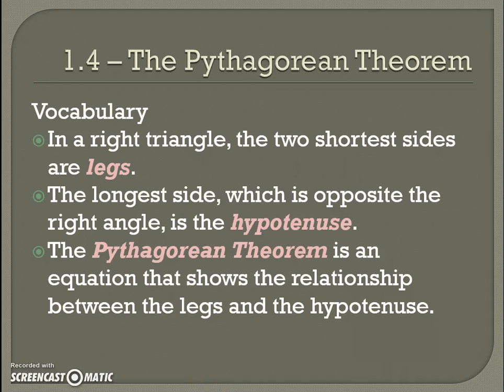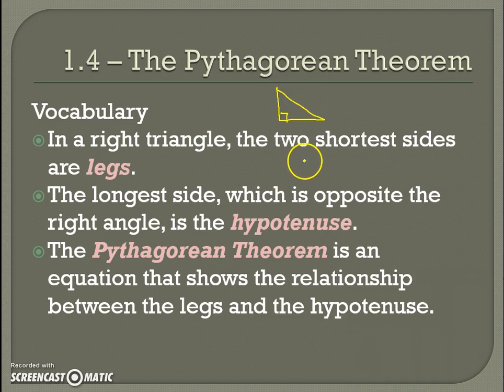Alright guys, so we're going to be jumping into this thing called the Pythagorean theorem, so make sure you pause and copy down these vocabulary words. First one says, in a right triangle, the two shortest sides are legs. So if this is my right triangle, and there's my right angle, the legs are going to be these two short sides. They're always the two sides that are connected to the right angle. So here is one leg, here is the other leg.